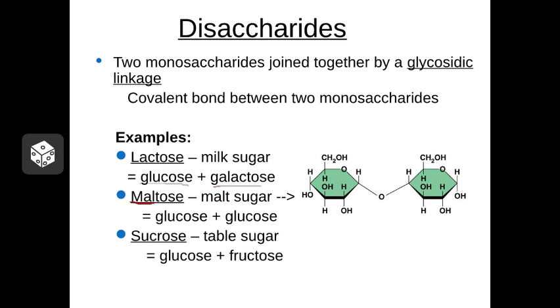Another disaccharide is maltose. Maltose is known as malt sugar. You find it in malt balls, things that have malt in them. It consists of glucose and another glucose put together. Finally, we have good old table sugar, like you might put on your Cheerios or in your tea. It consists of a glucose put together with a fructose.